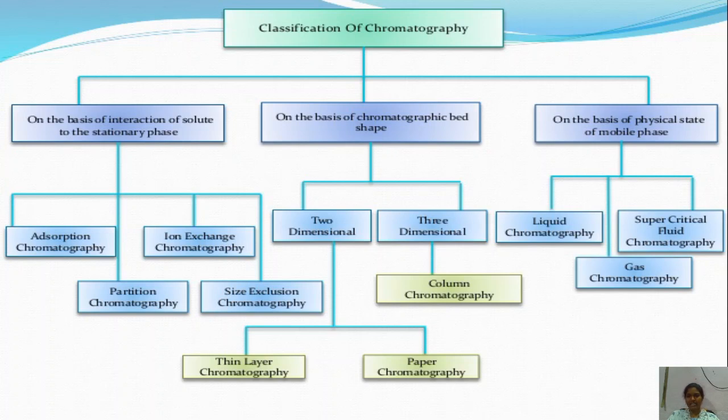This is the brief classification of chromatographic methods. There are three types of classification. One is the classification based on the interaction of the solute molecules with the stationary phase, the second is on the basis of chromatographic bed shape, and the third is on the basis of physical state of the mobile phase.